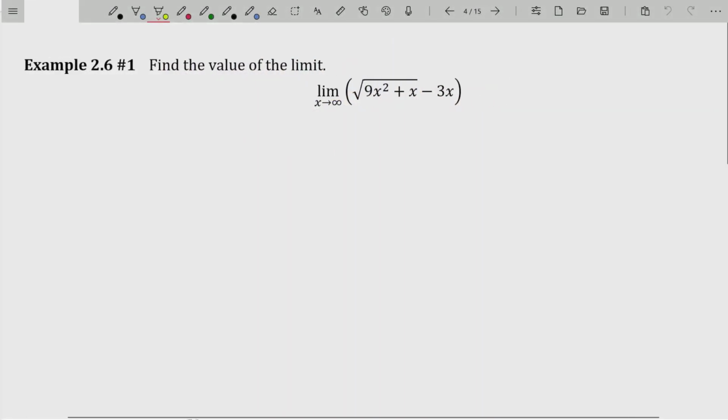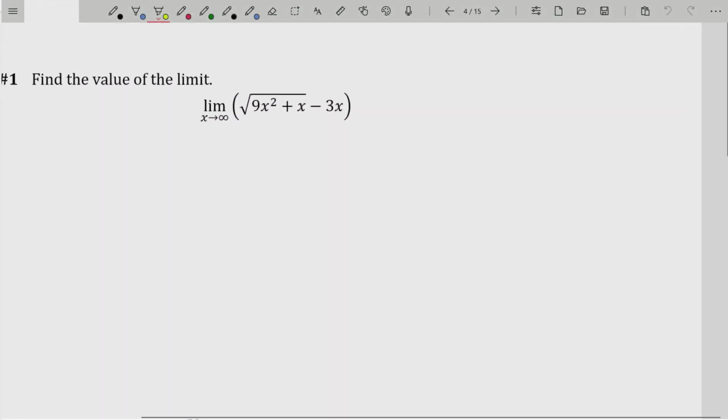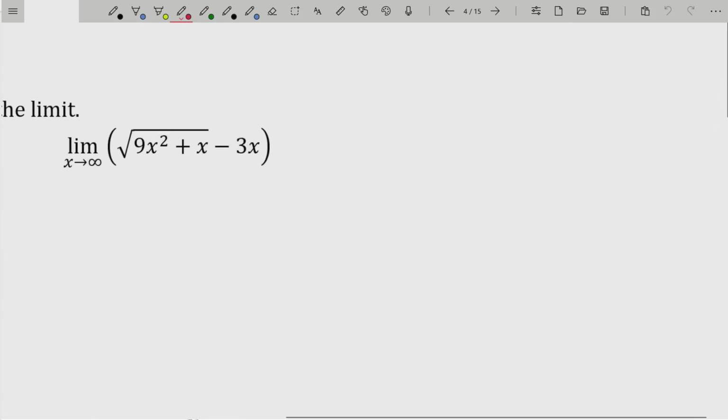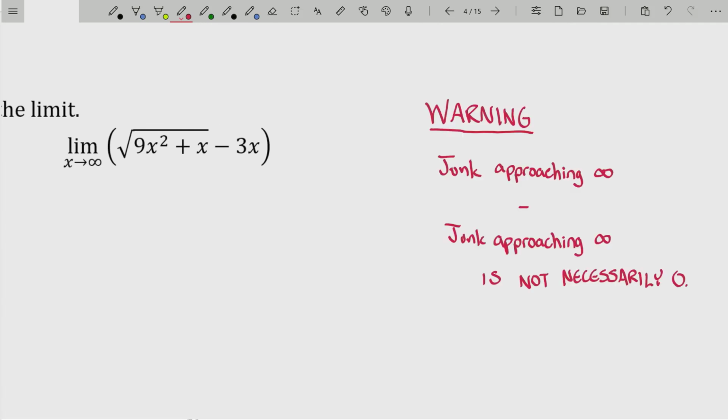Let's have a little warning here, because this one, I've been teaching calculus for such a long time, I can easily tell you there are a lot of issues with this style of problem, even though technically it's not so bad. Some junk approaching infinity minus some other junk approaching infinity is not necessarily zero. You're in calculus, folks, and in calculus, you're playing with infinities, and infinities are wicked things. They don't obey the normal laws of arithmetic.